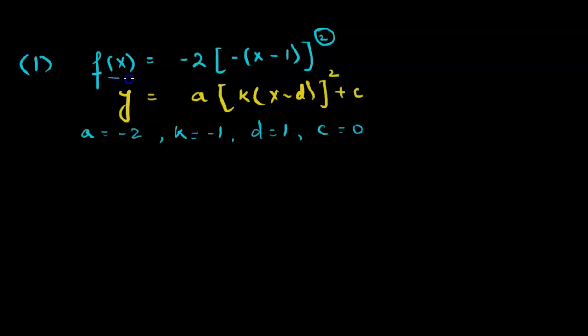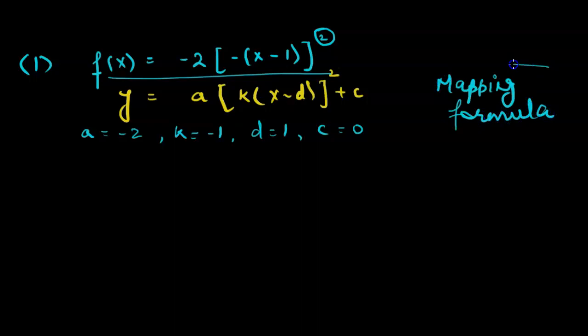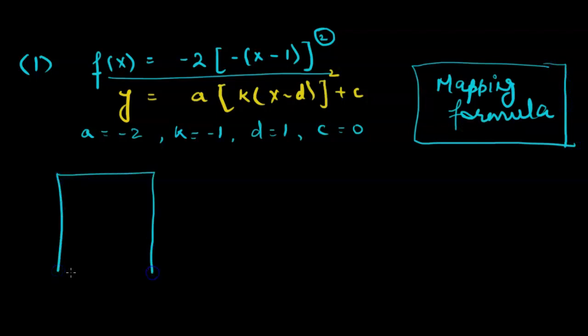If we want to make the graph of this function, we just have to introduce what is known as the mapping formula. This mapping formula can be used on any of the above 5 parent function equations and it makes your life very easy when it comes to making graphs. So let's first understand how a parent table of quadratic functions looks like.